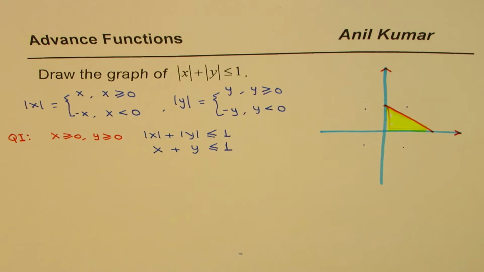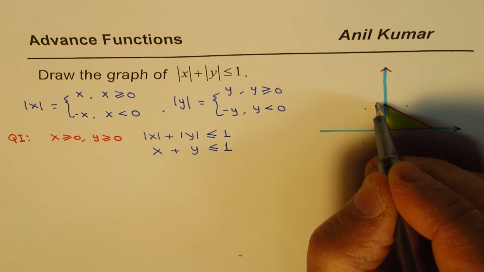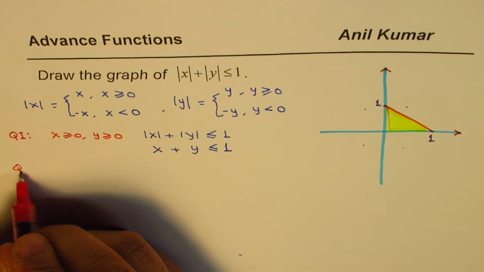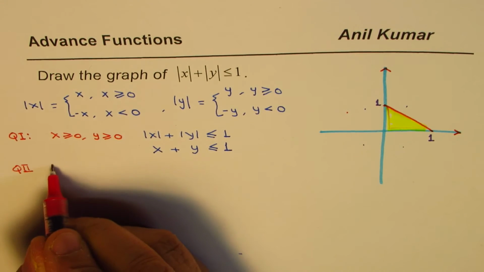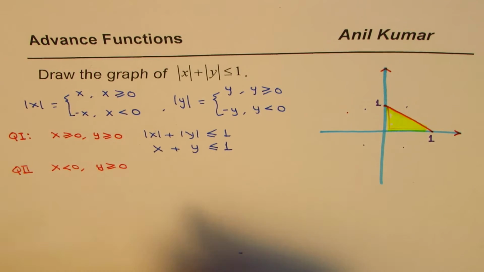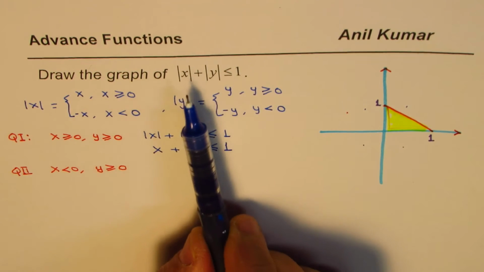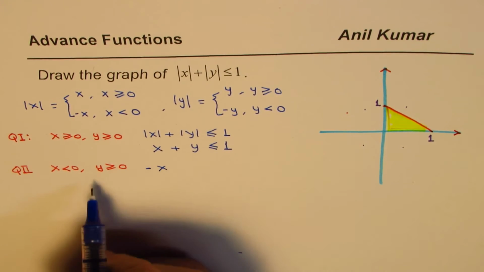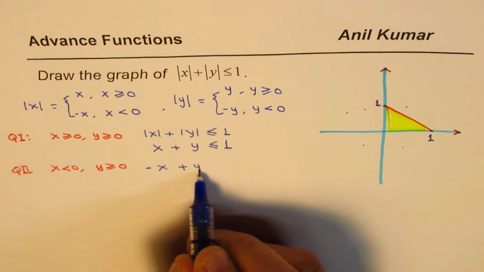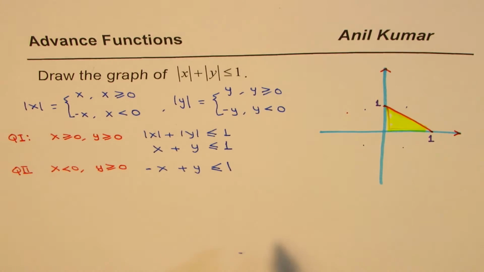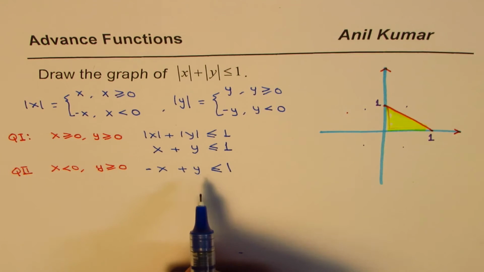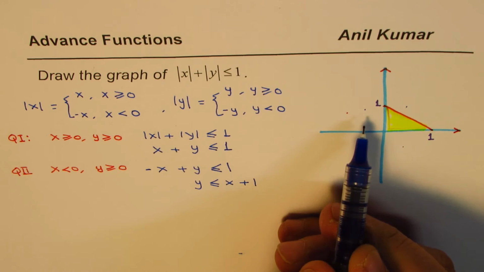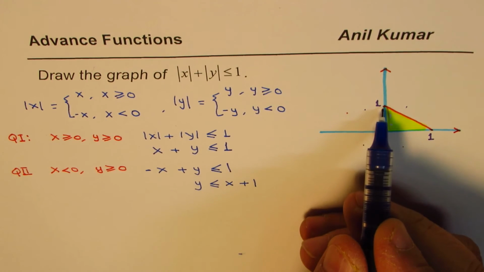So here, the y-intercept of this line is 1, x-intercept is also 1, right? Now let's look into quadrant 2. In quadrant 2, x is less than 0 and y is greater than or equal to 0, right? Then x less than 0 means x will be replaced by negative x, and y greater than or equal to 0 means positive y. So negative x plus y is less than or equal to 1, which means y is less than or equal to x plus 1, correct?